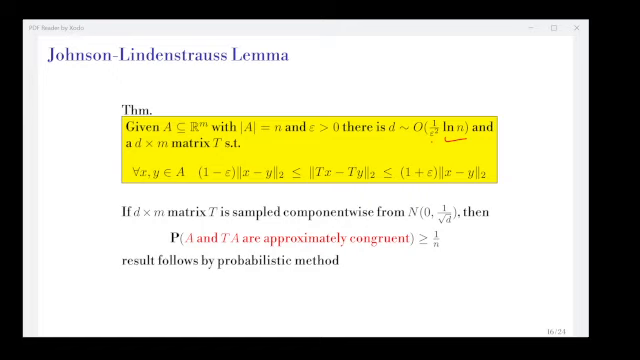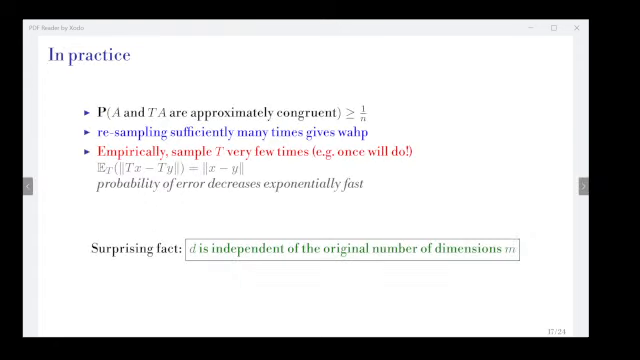Now, the proof is probabilistic, and the matrix T is sampled component-wise from a normal distribution with mean 0 and standard deviation 1 over the square root of D. A and TA are approximately congruent with a small probability. That's what the proof shows, which means the result follows by the probabilistic method. In practice, A and TA are approximately congruent with probability 1 over n, which is enough to give you any high probability you might want by resampling sufficiently many times.